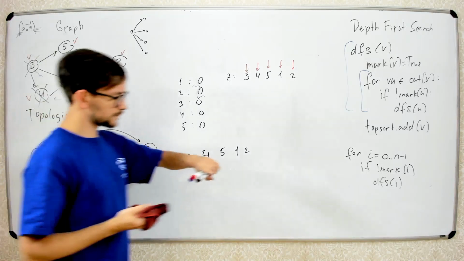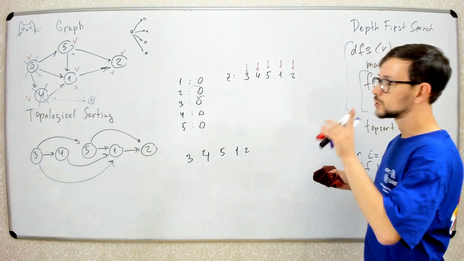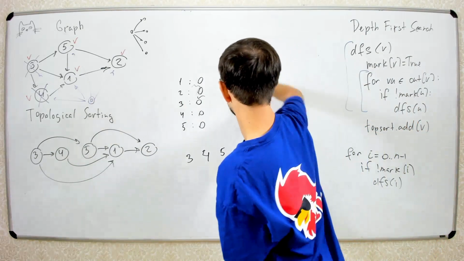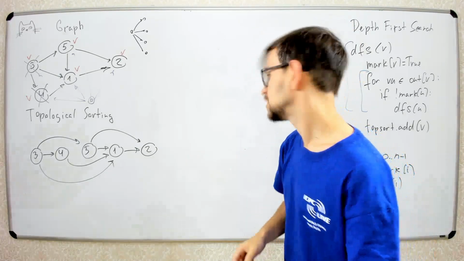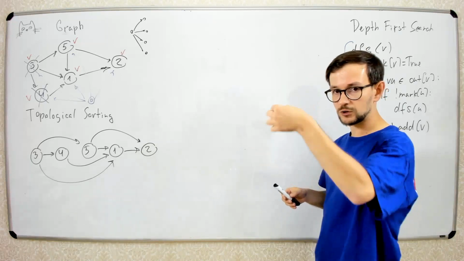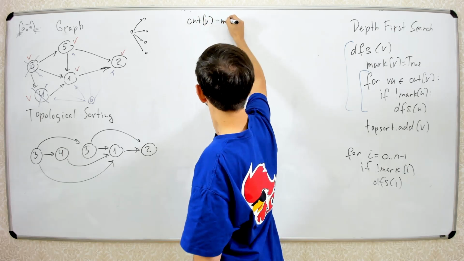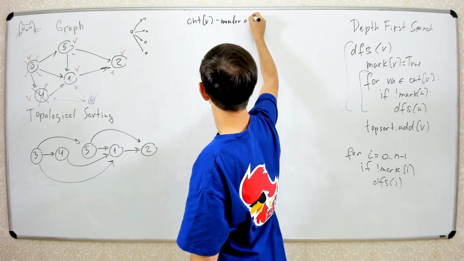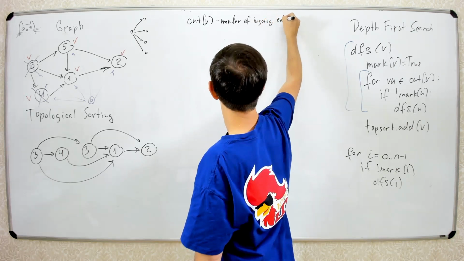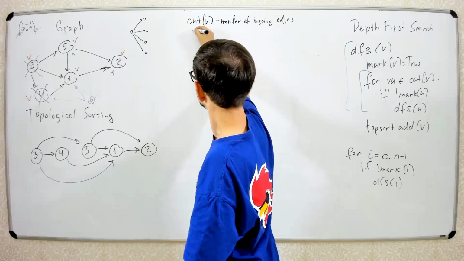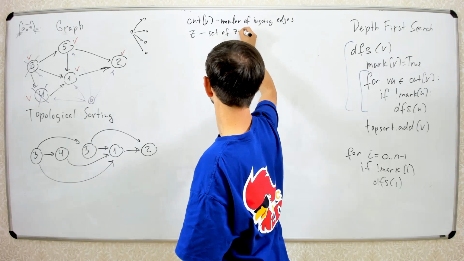Let's write the code. Nice. So let's write the code for this algorithm. The algorithm is very simple. For each node we calculate the number of ingoing edges. So let's make this counter: the counter for node V is the number of ingoing edges. And Z will be the set of zeros.